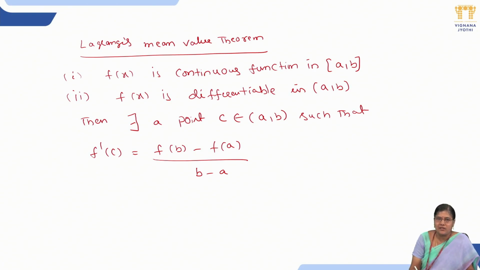In Lagrange's mean value theorem, the given function must be continuous function. f of x is differentiable function. Suppose the given function f of x satisfies these two conditions, then we are going to calculate the value of c by using the formula f dash c is equal to f of b minus f of a by b minus a. By using the definition, we are going to calculate f dash c value.